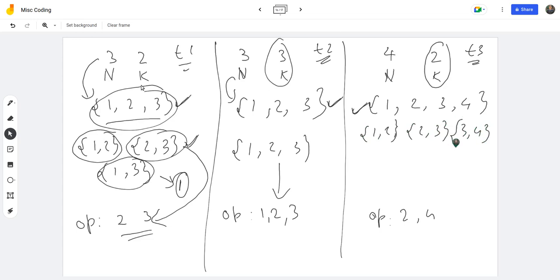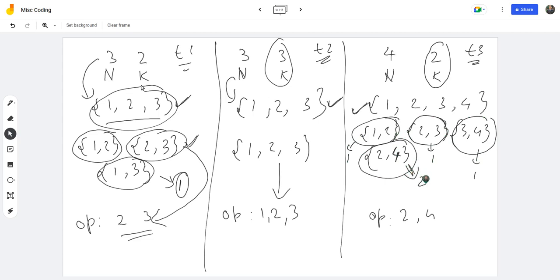2, 4, and so on, like many of it, right? But if you see, out of all of this subset, for example, for this, the GCD is 1. Again for this one, the GCD is 1. Again for this one, GCD is 1. But for this one, if you see 2, 4, the GCD is 2. So GCD of 2 and 4 is 2. And hence, this is the maximum GCD.